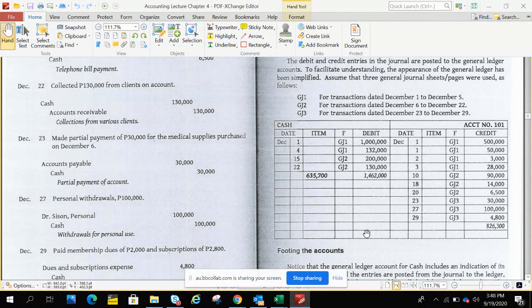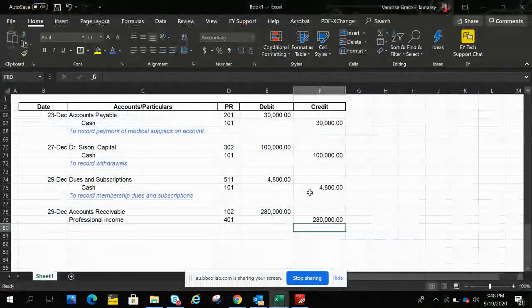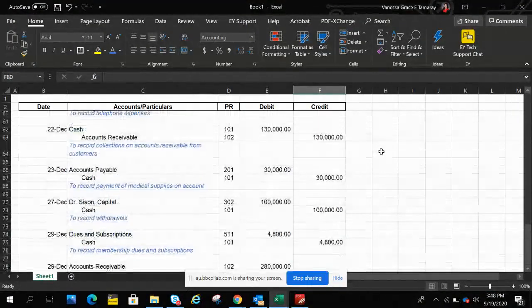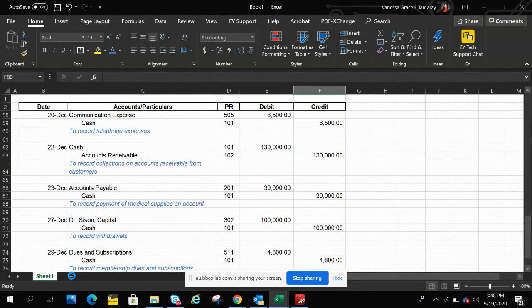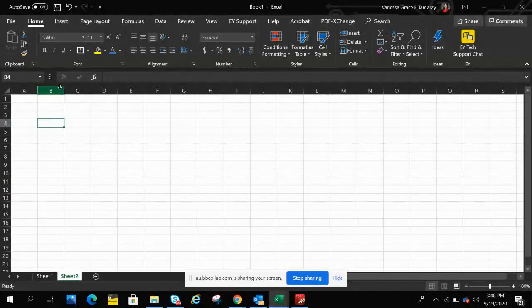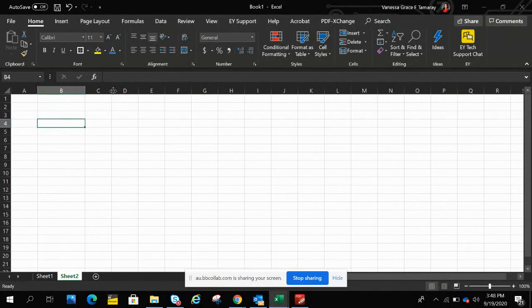Pero sa atin ngayon, para madali, at saka mas magamit nyo in the future, gumawa tayong T-account. Okay? Yung T-account kamukha ng ledger. Simple form lang ni ledger si T-account. Gagawa natin ng T-account lahat ng ito. Okay? Ayan. Ano ba yung itsura ng T-account? Simple lang naman yung itsura ng T-account.